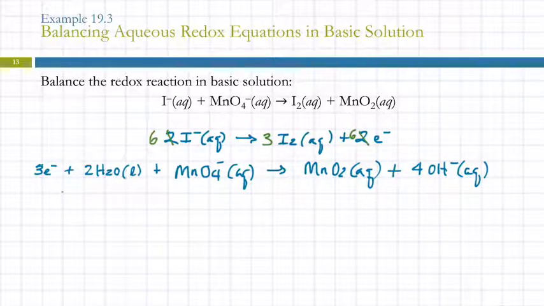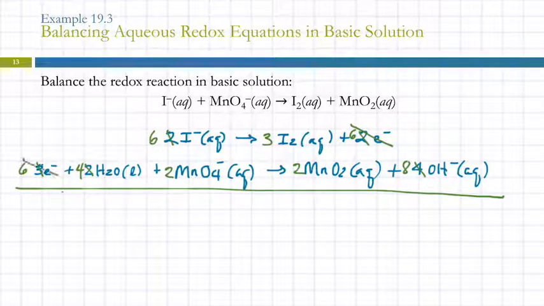And then the bottom, I'm going to multiply by 2. So 2 times 3 is 6. 2 times 2 is 4. 2 times 1 is 2. 2 times 1 is 2. And 2 times 4 is 8. Now I can add them together.